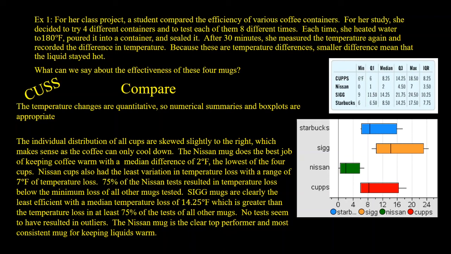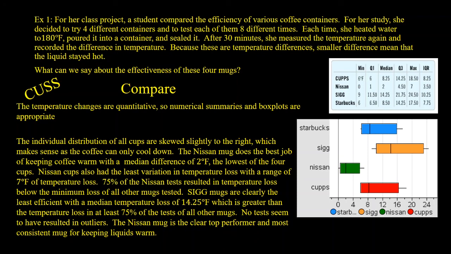Finally, we state a conclusion. Okay, we've said the Nissan mug does the best job, all that stuff. So let's actually say what is the best mug. We might want to say which is the least efficient, which is the worst mug as well. But the whole point of this analysis is to find out which mug does the better job.